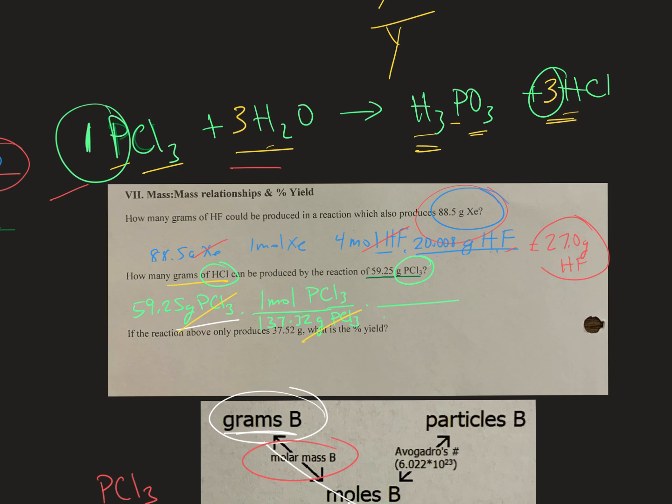So what goes on bottom, 1 or 3? 1, because we want moles of PCl3 to go away. You with me? So 1 mole of PCl3 on bottom. And what we're looking for is HCl, so 3 moles of HCl. Does anybody have any questions on that step? When we see those units cancel out, moles of PCl3, that tells us we're doing the right thing. And we want grams of HCl, so we've got to keep going.